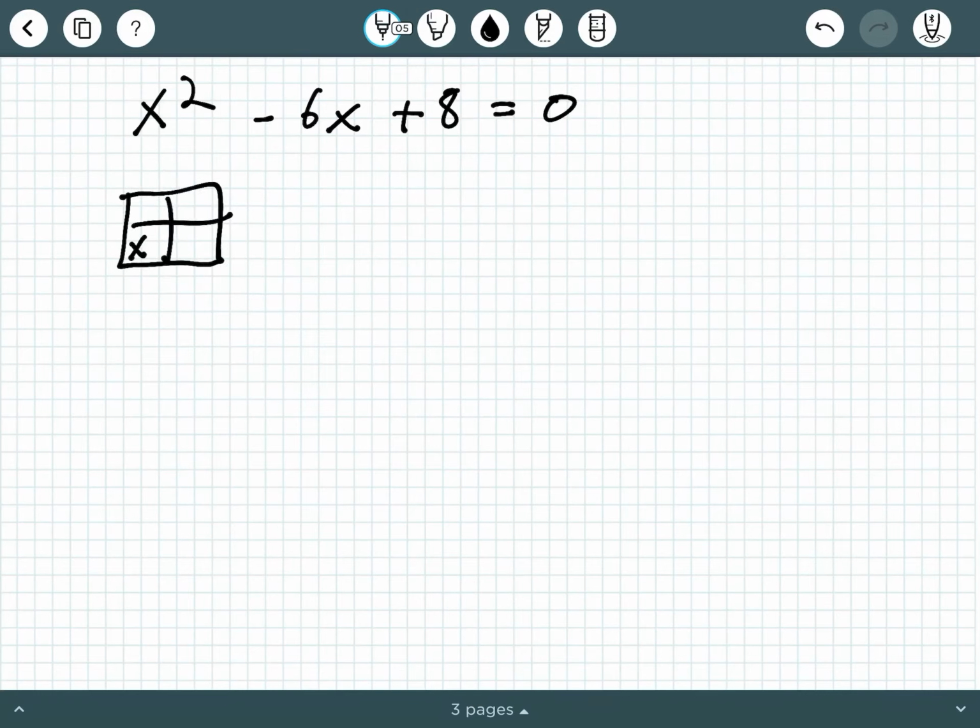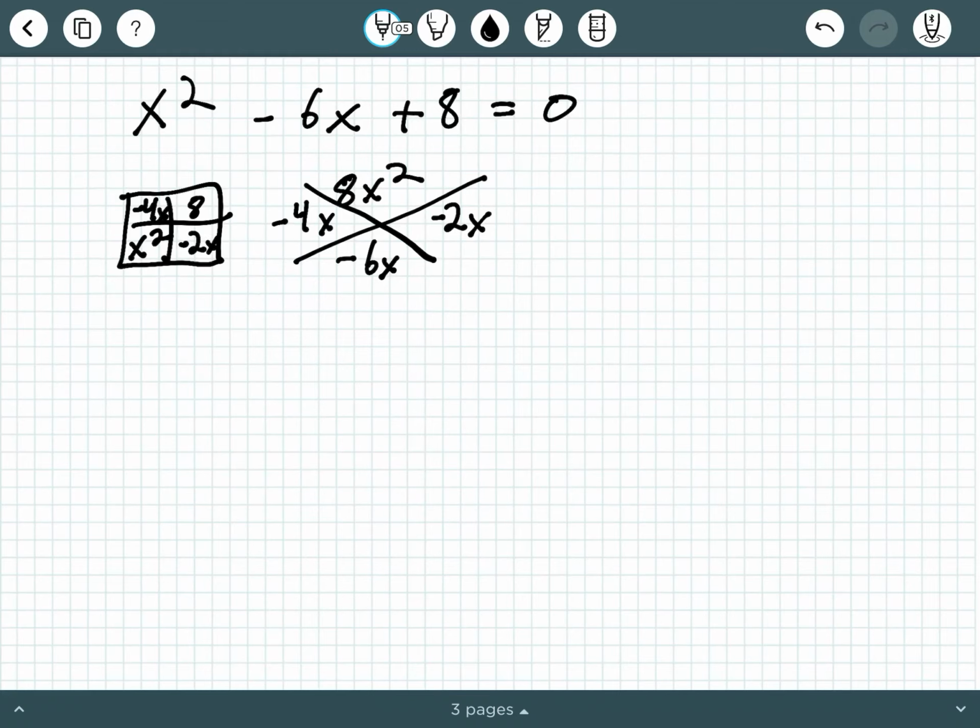So I put x squared in one corner of my rectangle and 8 in another. When I multiply those across, I get 8x squared. That's the top of my diamond. And then negative 6x goes in the bottom. So factors that multiply to 8x squared and add to negative 6x would be negative 4x and negative 2x. So we're lucky that works out. We fill in the rest of our rectangle, and now we take some greatest common factors.